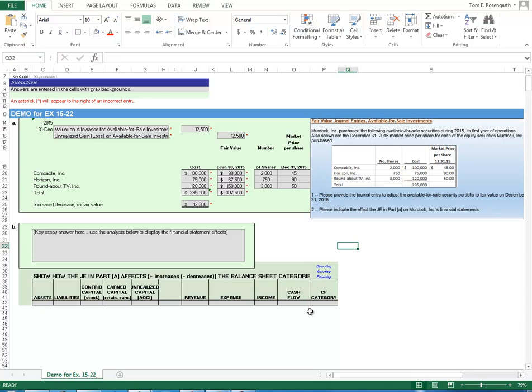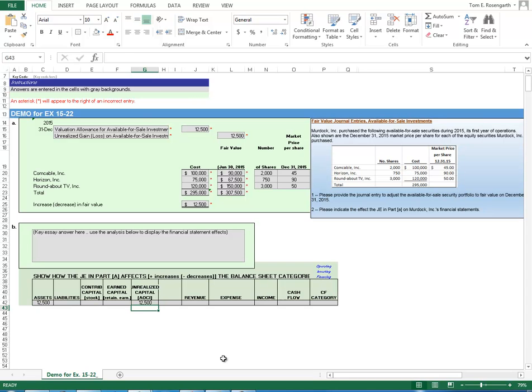For part 2, we want to show the effects of that entry on the financial statements. The valuation allowance adds or deducts from the asset account, so since we debited the valuation account, we would want to increase the value of the assets, $12,500. Also, we have credited this account unrealized gain on available-for-sale investments. And so in this case, what we have increased is not earned capital, but unrealized capital, also known as accumulated other comprehensive income. So we will enter a positive $12,500 in that account.